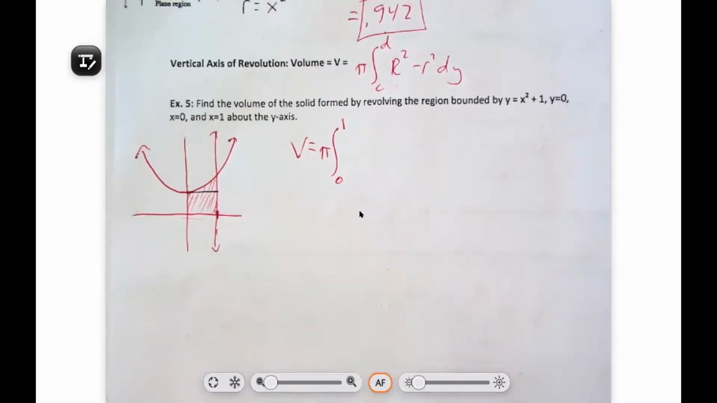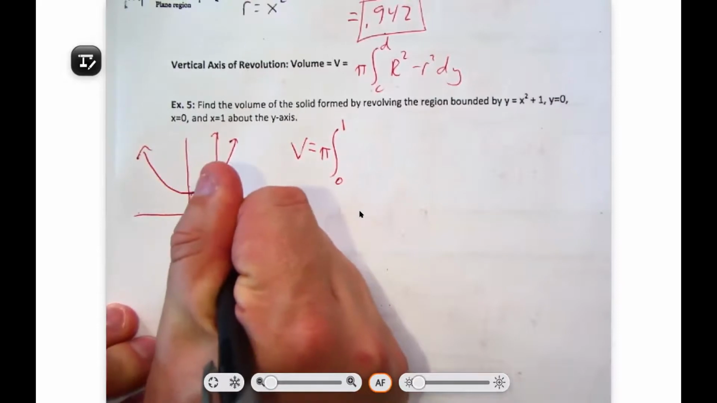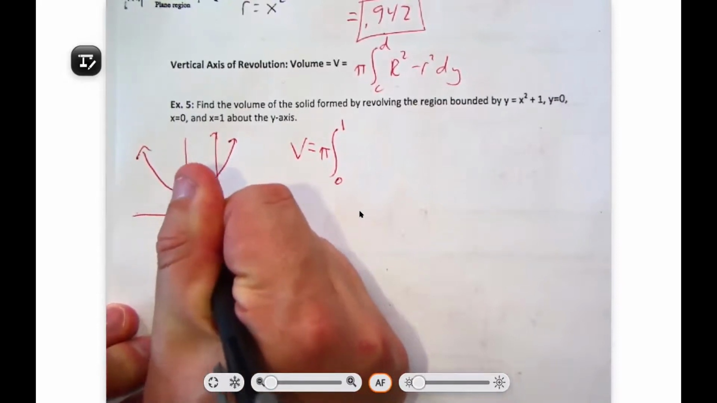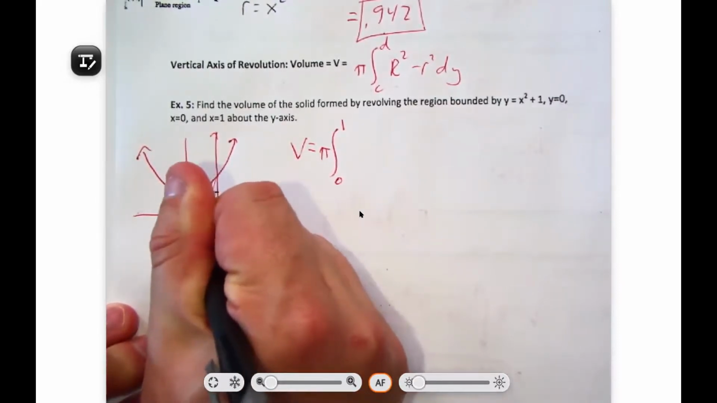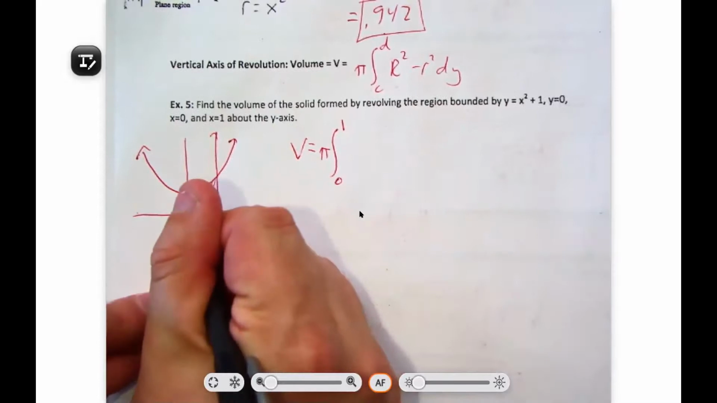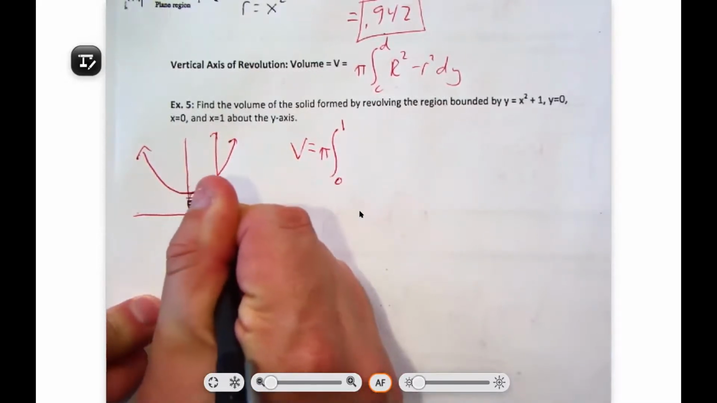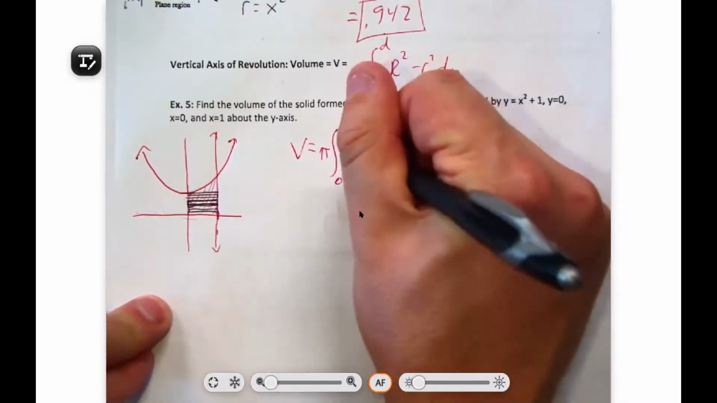So big R, in fact just R, is going to be however big this is right here. From the y-axis to that outer function, however long that rectangle is, that's R. That outer function is 1. It's the line x equals 1. Also think about it: no matter where I draw that rectangle, the length of it is 1. So R is 1. So it's R squared. Oh shoot, 1 squared.